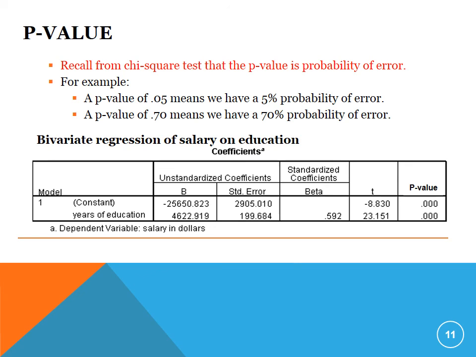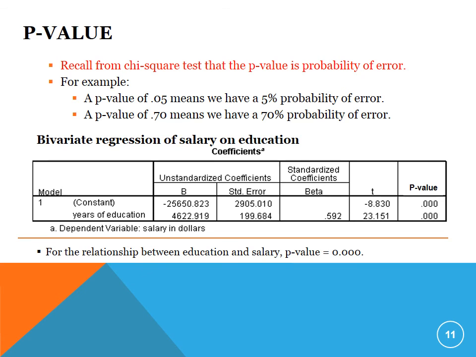All right, so now that we've talked about the T statistic and we are so comfortable and understanding how to interpret the T statistic, let's move on over to the p-value. The p-value, recall from the chi-square test, is the probability of error. A p-value of 0.05 means that we have a 5% probability of error. If we see something like 0.7, then that is a whole lot of error, folks, and we don't even want to mess with it. About 70% probability of error at a 0.7 p-value.